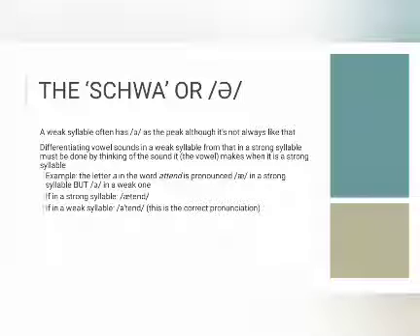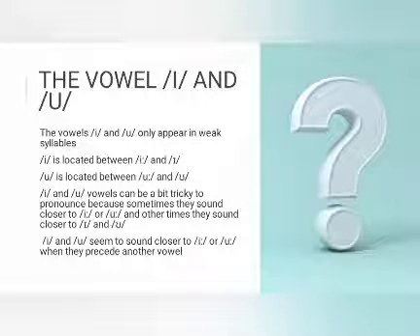For example, the letter a in the word attend is pronounced as a full vowel in a strong syllable, but as schwa in a weak one. If in a strong syllable, attend. In a weak syllable, attend. And this is the correct pronunciation. The next are the vowels i and u. The vowels i and u only appear in weak syllables.